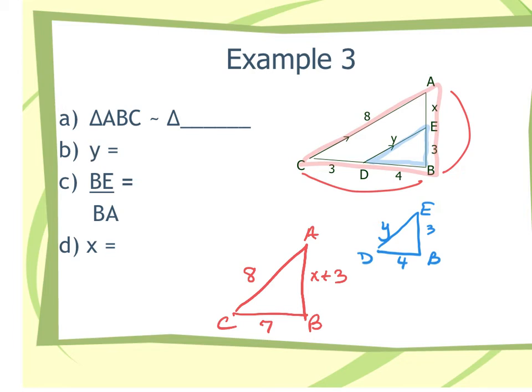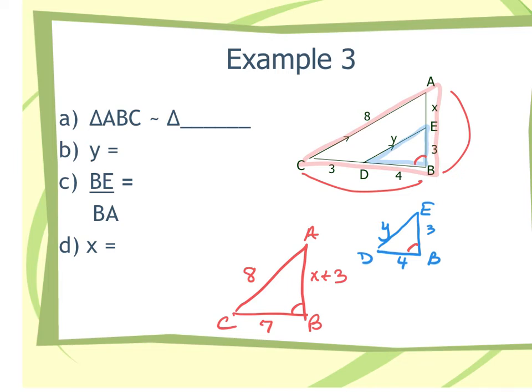Now again, if I need to write a similarity statement, I need to find the angles that match. So again, you can see angle B is the same. So angle B is congruent to angle B. So notice how they've already started me. That's going to be my middle letter.